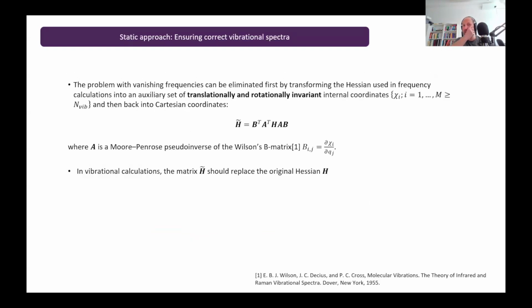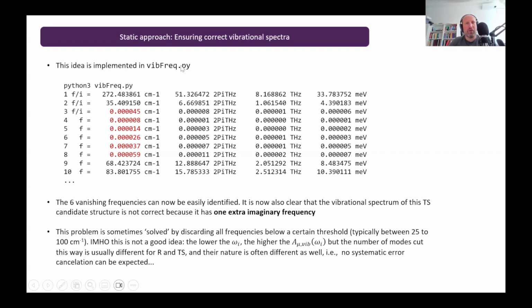First of all, the problem with vanishing frequencies can be eliminated by transforming the Hesse matrix used in frequency calculations into an auxiliary set of translationally and rotationally invariant internal coordinates, chi, and then back into Cartesian coordinates. This can be achieved by this kind of transformation, where A is the Moore-Penrose pseudo-inverse of Wilson's B matrix. That's basically the Jacobi matrix for the transformation between internal and Cartesian coordinates. So now in vibrational calculations, we can replace the original Hesse matrix by this transformed one. This idea is implemented in the VIPFRAC program, which is also available for you in the hands-on session.